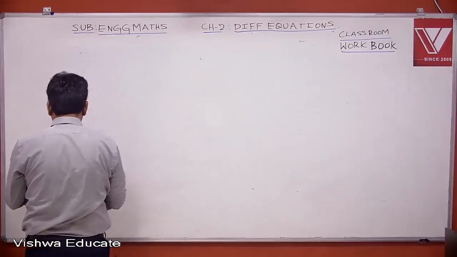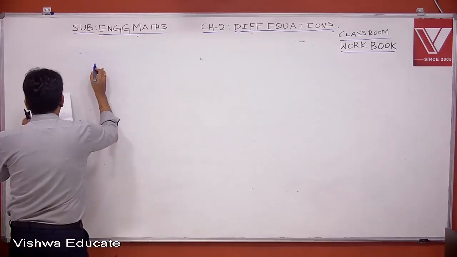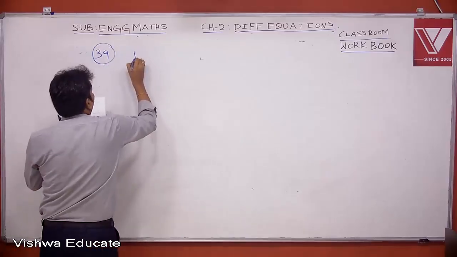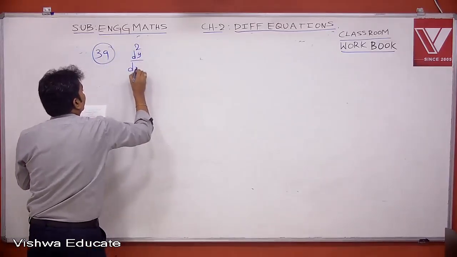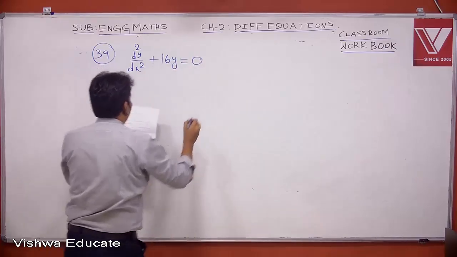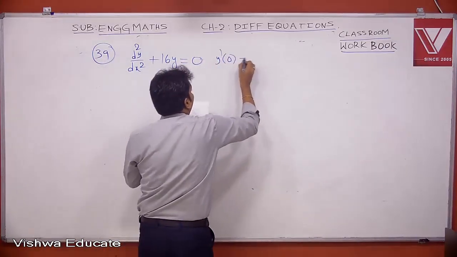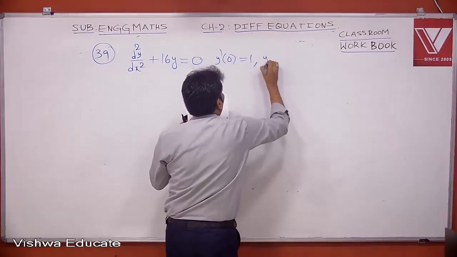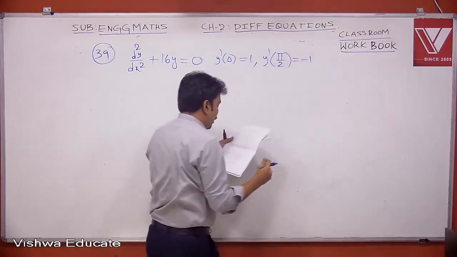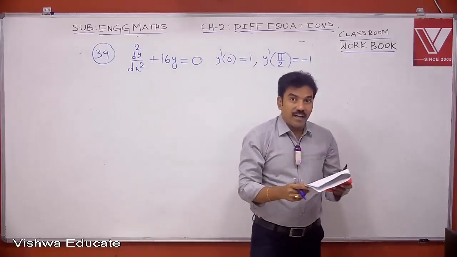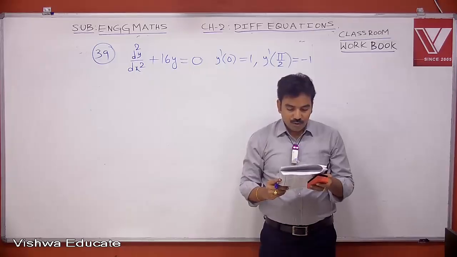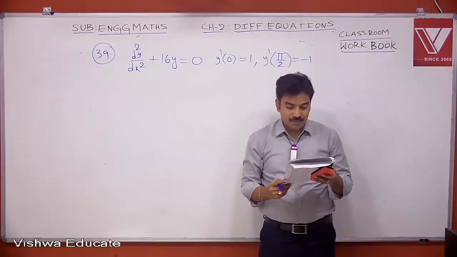Next question, number 39. Consider the equation d square y by dx square plus 16y equal to 0 with y dash of 0 equal to 1, comma, y dash of pi by 2 equal to minus 1. Has: option A, no solution; exactly 2 solutions; exactly 1 solution; infinitely many solutions.